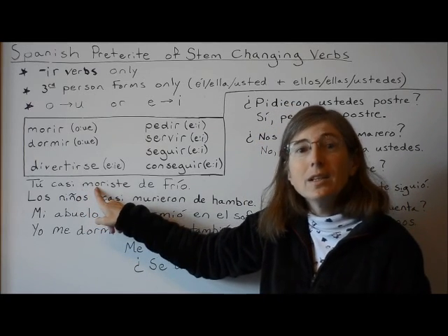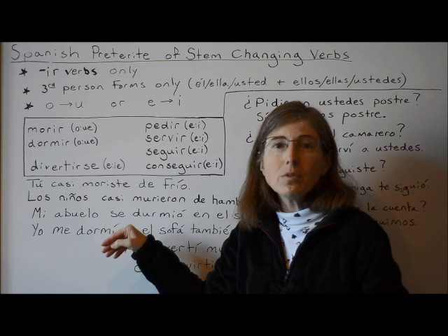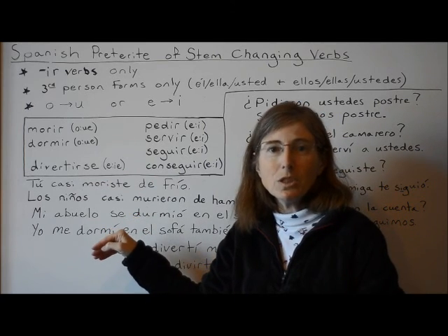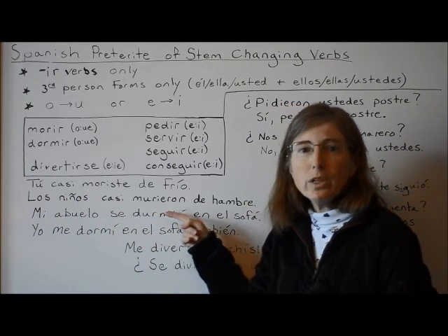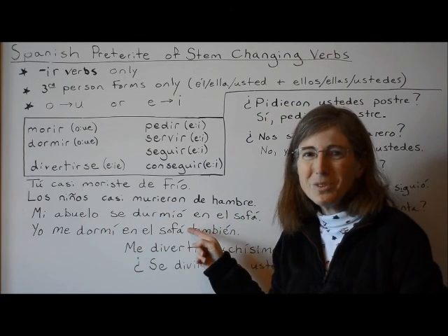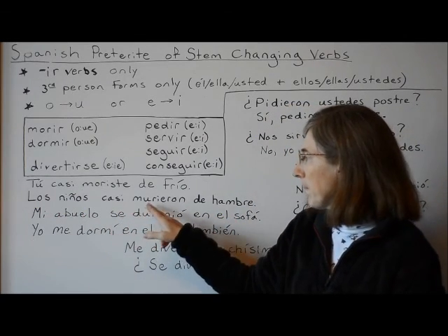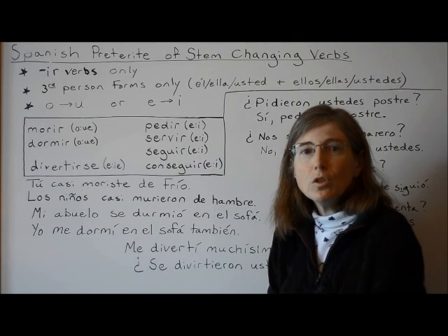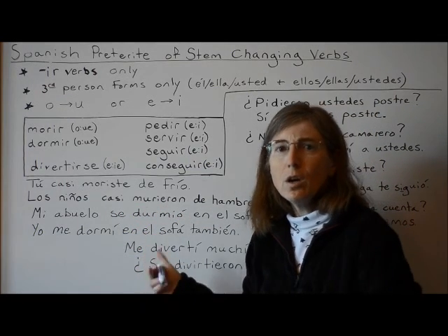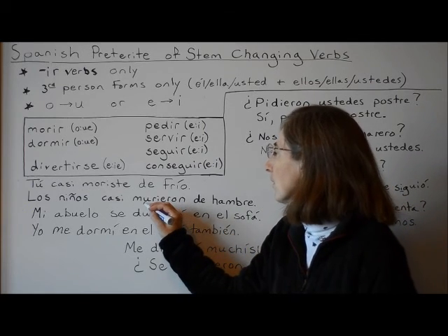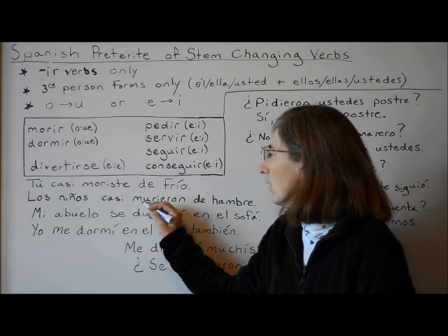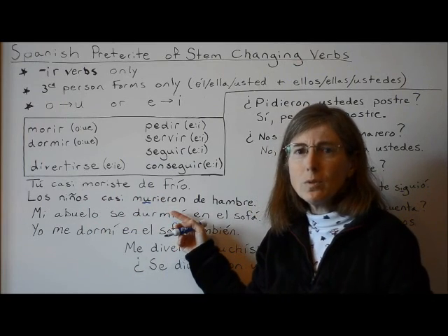Okay, see the O? Now in the third person form, it's going to have a stem change in the preterite. Los niños casi murieron de hambre. The children almost died from hunger. Murieron, the O changes to U. The U is the stem change. Because this is third person plural.